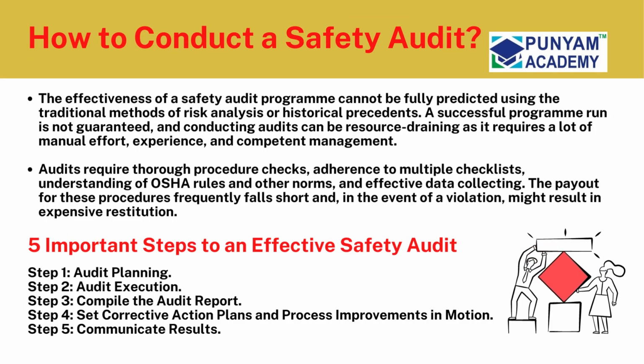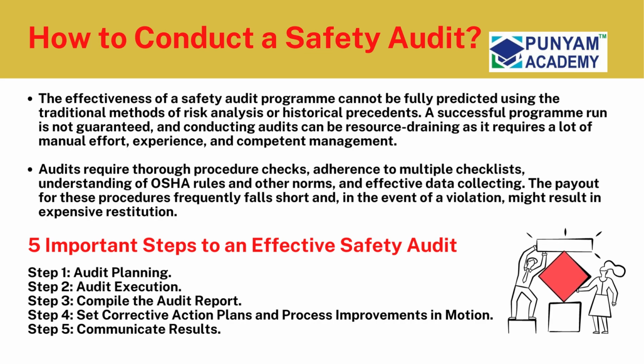After you know the three types of safety audit, the next step is to learn how to conduct a safety audit. The effectiveness of a safety audit program cannot be fully predicted using the traditional methods of risk analysis or historical precedents. A successful program run is not guaranteed, and conducting audits can be resource draining as it requires a lot of manual effort, experience, and competent management. Audits require thorough procedure checks, adherence to multiple checklists, understanding of OSHA rules and other norms, and effective data collecting. The payout for these procedures frequently falls short and, in the event of a violation, might result in expensive restitution.